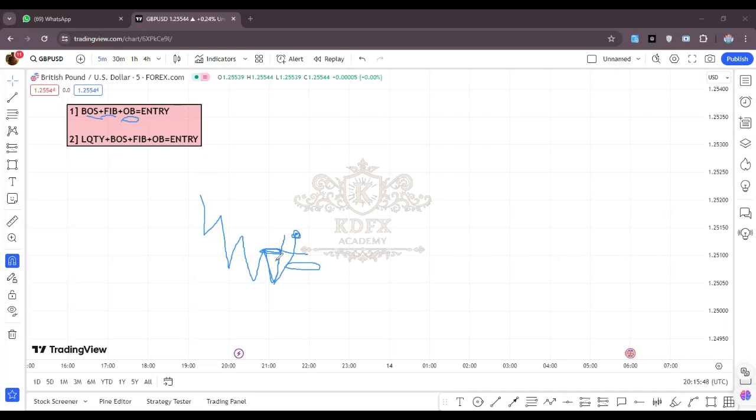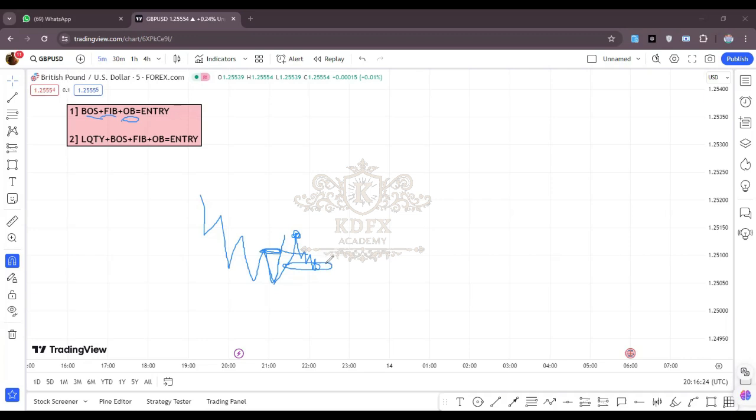So it means that after you have gotten your BOS, the next thing is the Fibonacci. And this Fibonacci, you just mark that area from the 61.8 level to that 0.5 level, that two side. The next thing is that you look for the order block in that area, and the order block must be the one responsible for the breakout of this BOS. That way you just put your buy limit.